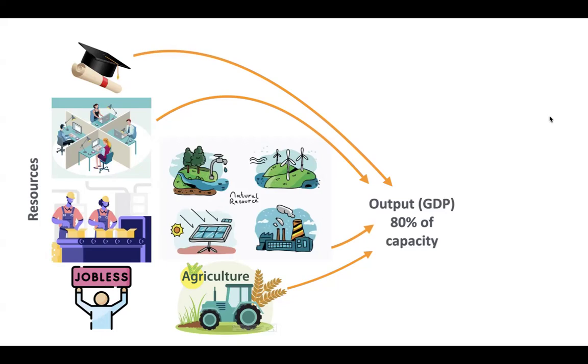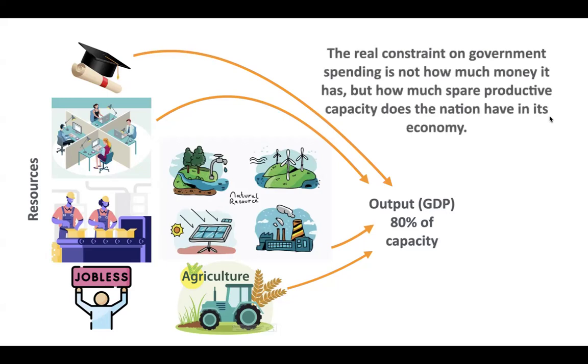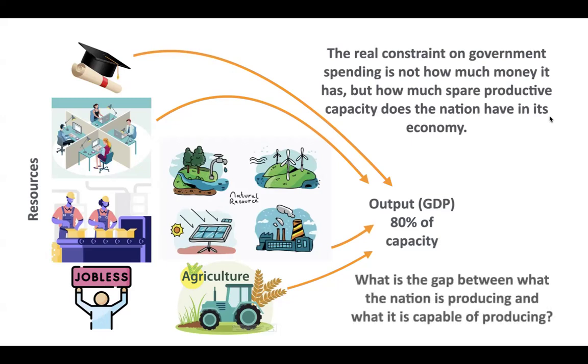So in this illustration I've said supposing the output is at 80% of capacity. The real restraint on government spending is not how much it has, but how much spare productive capacity the nation has in its economy. What therefore is the gap between what the nation is producing and what it is capable of producing?